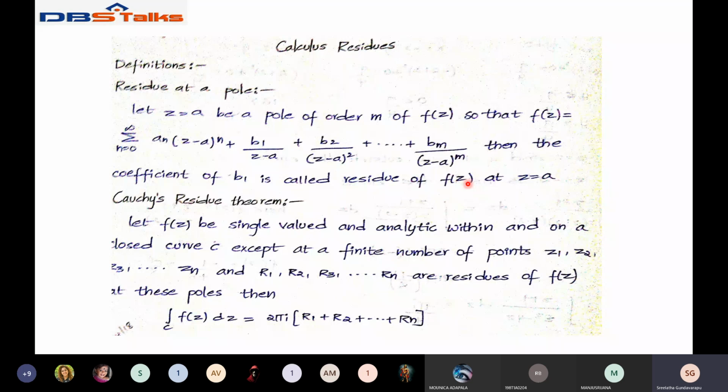Next theorem is Cauchy's residue theorem. The statement of Cauchy's residue theorem is: let f of z be single valued and analytic within and on a closed curve C, except at a finite number of points z1, z2, z3 and so on zn, and the residues r1, r2, r3 and so on rn are residues of f of z at these poles. Then integral over C f of z dz equals 2 pi i multiplied by the summation of residues, that is r1 plus r2 plus and so on rn.